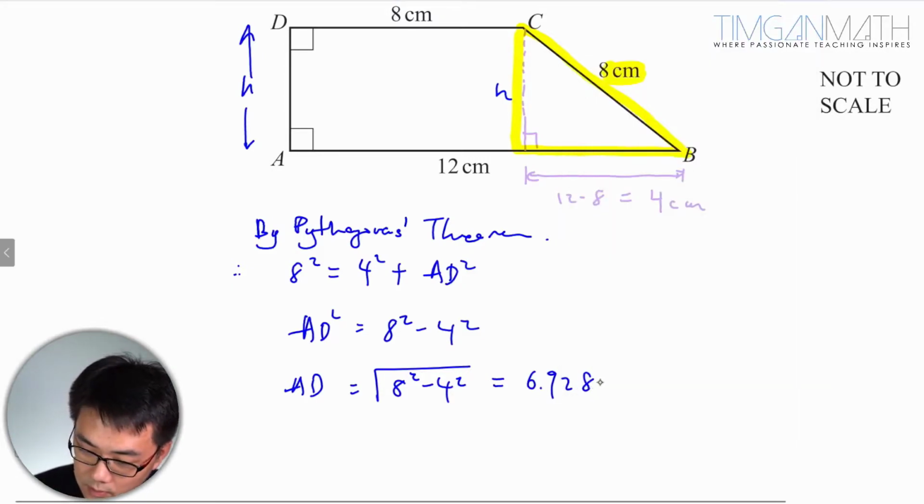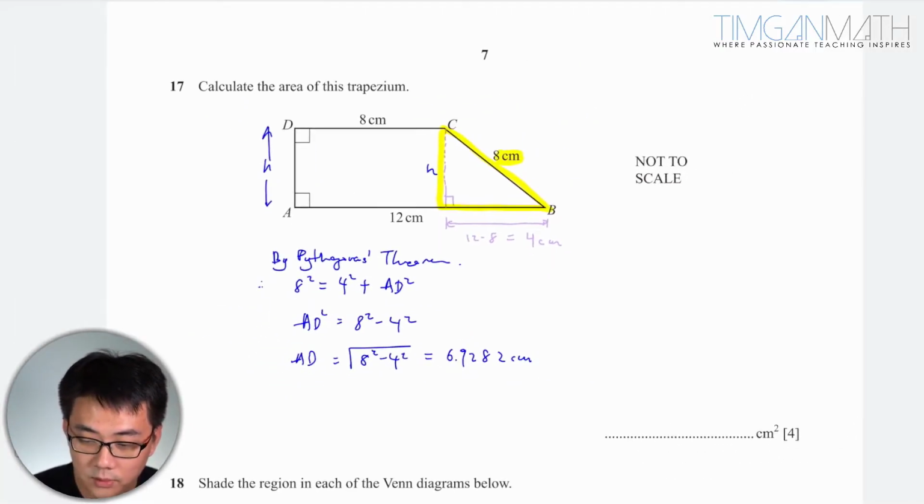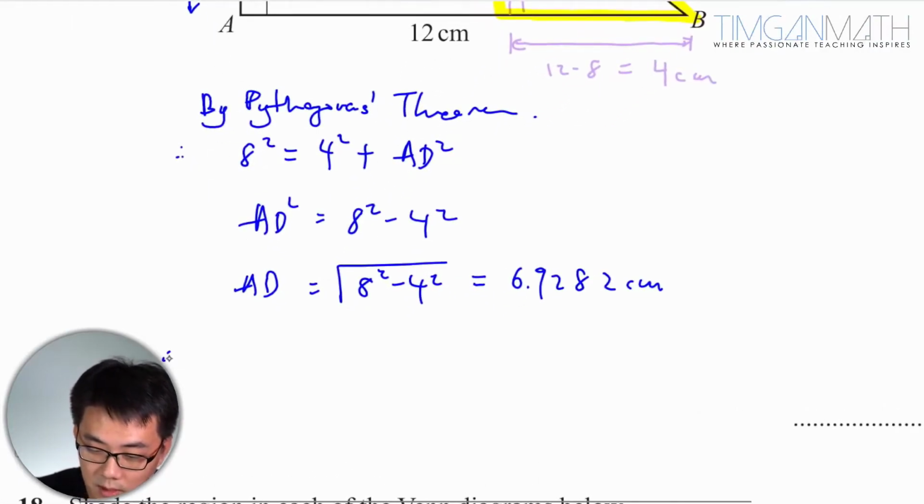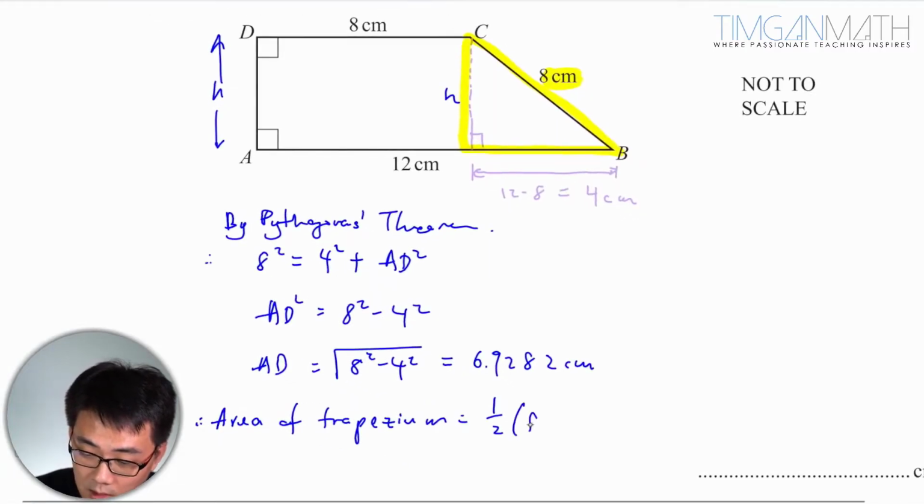So that's one. Then you want to find the area of the trapezium. So hence, the area of the trapezium is just half times (A plus B), so 8 plus 12.